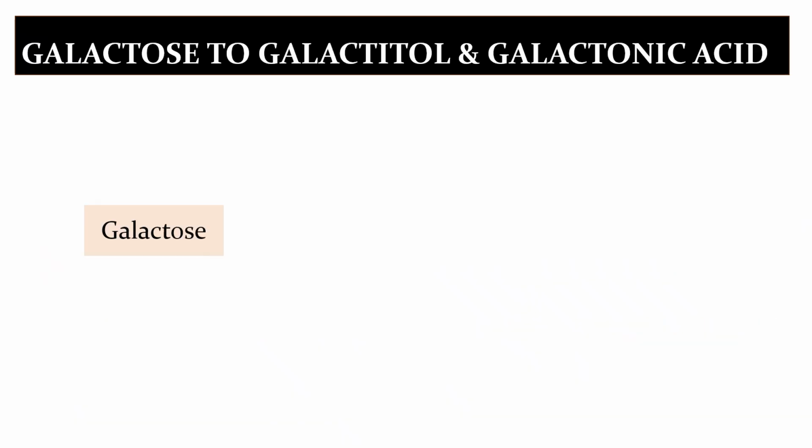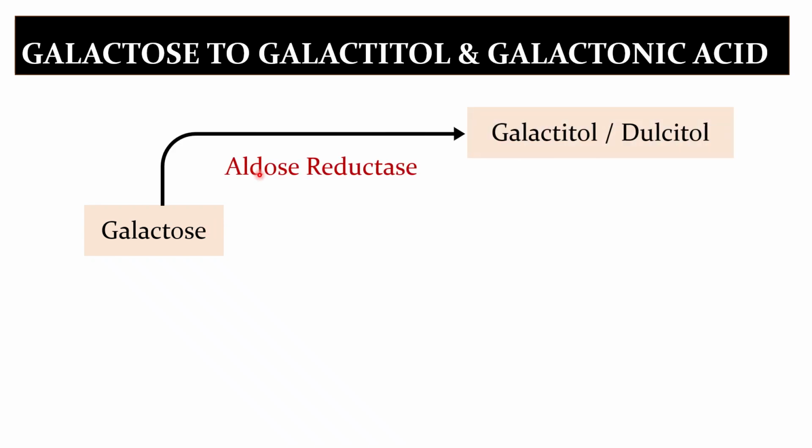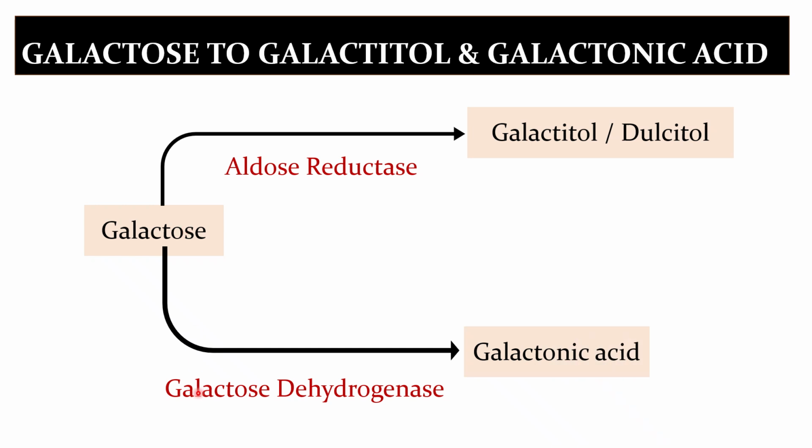Next, alternate pathway of metabolism of galactose. Galactose can get reduced to galactitol, and galactose can get oxidized to galactonic acid. Galactose in the presence of aldose reductase gets reduced to form galactitol or dulcitol, whereas galactose gets oxidized in the presence of galactose dehydrogenase to produce galactonic acid.